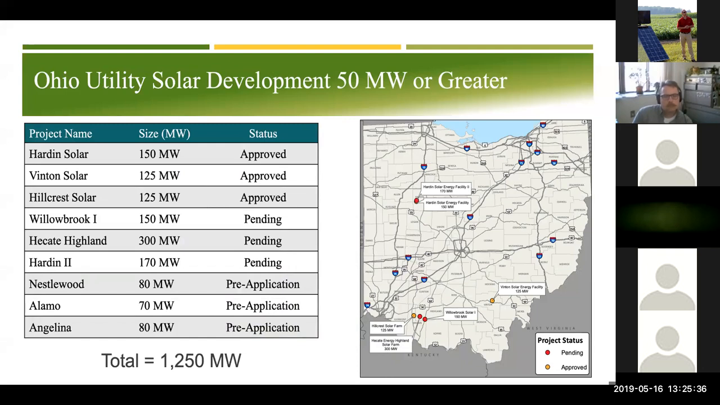A couple of examples in Ohio in terms of what it means from a land use perspective. In Ohio, any project greater than 50 megawatts has to go through the Ohio Power Siting Board for review. We currently have 9 projects under review with the Power Siting Board, and combined, those 9 projects have a nameplate capacity of 1,250 megawatts. And they're sprinkled all throughout Ohio.